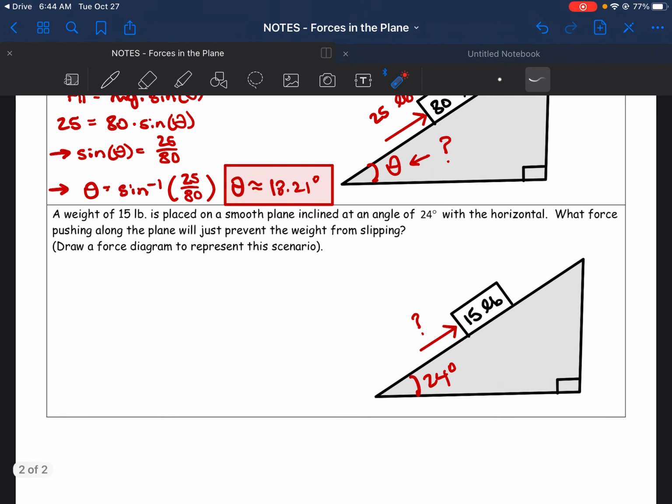In our last example here in our notes, a weight of 15 pounds is placed on a smooth plane, inclined at an angle of 24 degrees. So 15 pounds is the weight, angle of 24 degrees with the horizontal. What force pushing along the plane will just prevent the weight from slipping? So pushing along the plane, that's the parallel force. So we are looking for the parallel force.